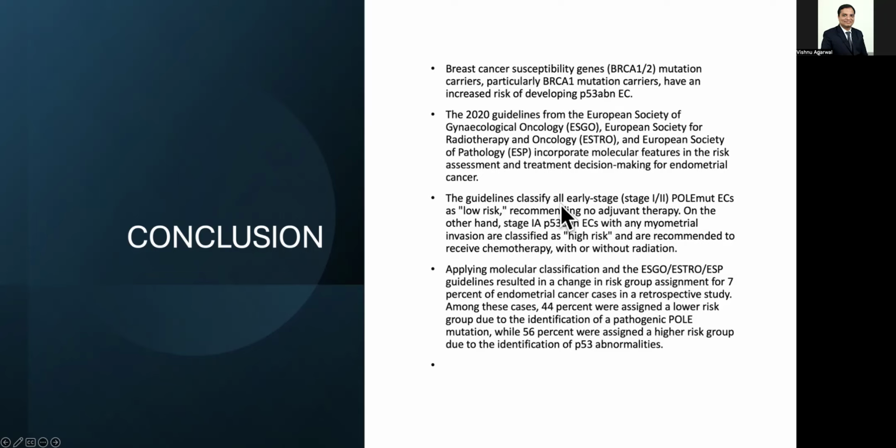These guidelines classify all early stage 1 and stage 2 POLE mutated EC as low risk, recommending no adjuvant therapy. On the other hand, stage 1A P53 abnormal EC with any myometrial invasion is classified as high risk and is recommended to receive chemotherapy with or without radiation.